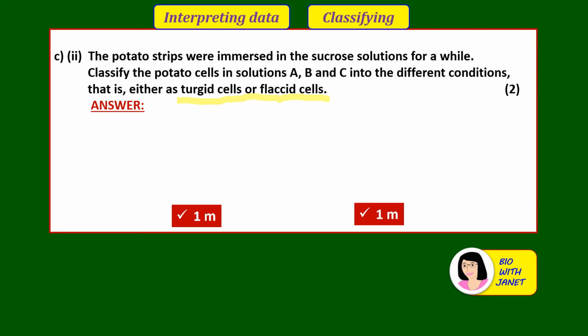Okay, right, so how are we going to classify? Now, one way is by drawing a flow chart, another way is a table. So I would suggest you use a table, as this is the normal way to classify items. So draw a table, and on the left side, you write turgid cells, on the right side, flaccid cells. All right, now try and answer the question. Pause the video for a while.